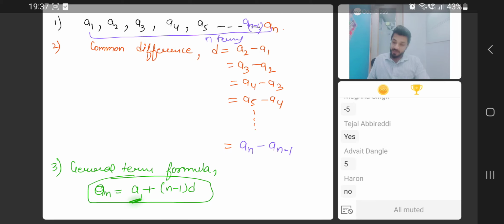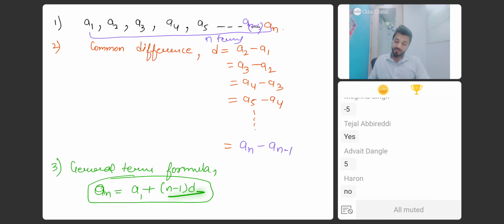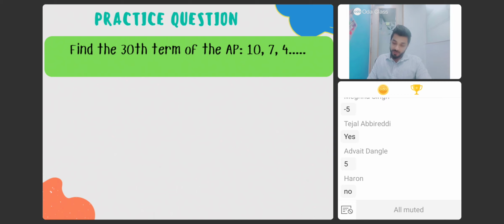So the nth term is your a1 plus n minus 1 times d. Please take a screenshot of this slide or note it down in your notebook, because for the time being, we will be using only these formulas, the common difference and the general term formula. I hope you have taken the screenshot.